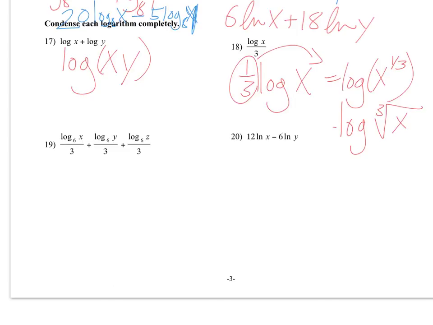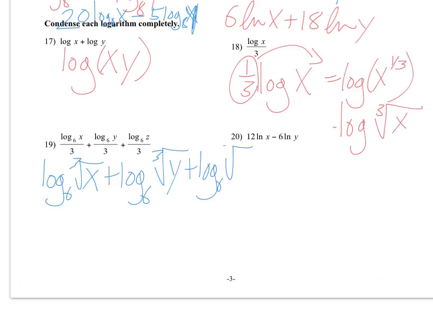Speaking of the cube root of x, I'm going to deal with that 3 times here, because this could be written as 1/3 log base 6 of x, 1/3 log base 6 of y, and 1/3 log base 6 of z. So this ends up being the log base 6 of the cube root of x plus log base 6 of the cube root of y plus log base 6 of the cube root of z, which combines to make log base 6 of the cube root. We only need one for all three, x, y, and z.